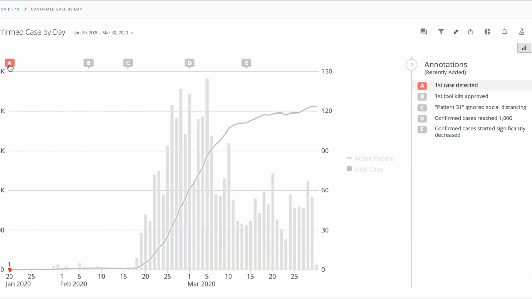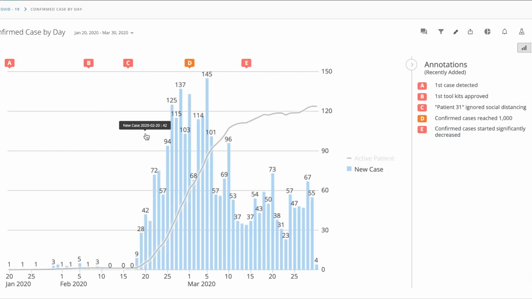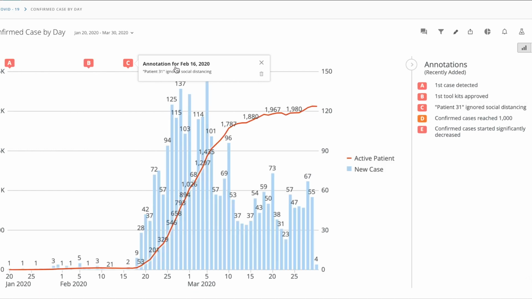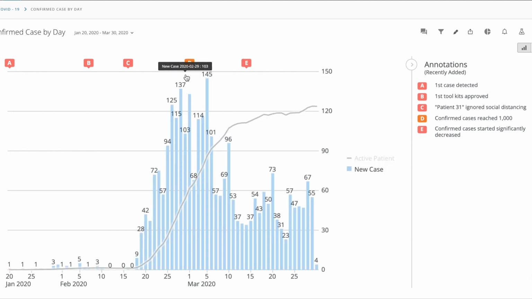Let's analyze the graph starting from the top left corner. On this date was the first case detected. For about 1 month after that, the infection rate was virtually flat. Then in mid-February, patient 31 ignored government restrictions and spread the virus. Within days, the total number of confirmed cases increased exponentially, and it reached 1,000 on this day.